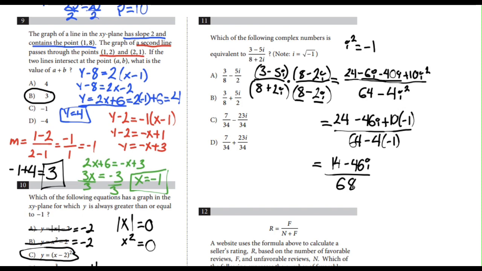Now we can separate the two fractions. So we'll have 14 over 68 minus 46 over 68i. And we can divide all of these terms by 2, and we'll end up getting 7 over 34 minus 23 over 34i, which will be answer choice C.